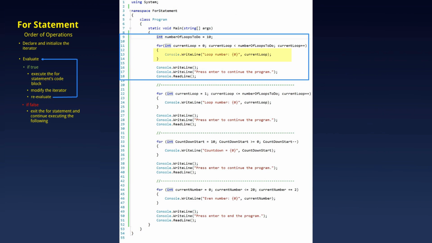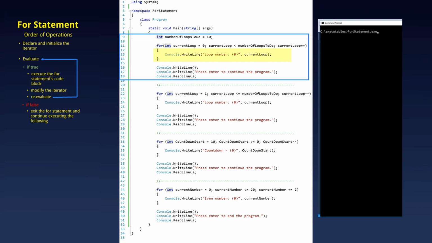Inside that block, we have a Console.WriteLine. Here we just output the loop number, which is the currentLoop. After that block of code executes, the third part of the for statement executes. In this case, we do an increment of currentLoop that increments it by 1. After that takes place, it does another evaluation. Is currentLoop less than numberOfLoopsToDo?